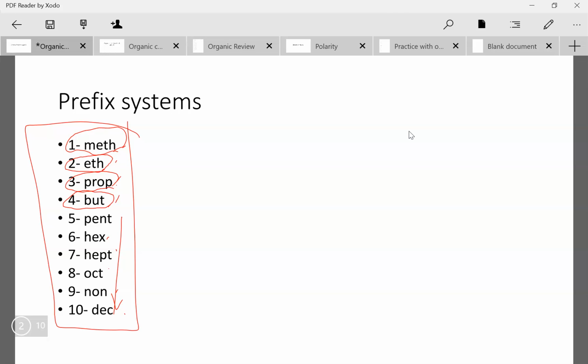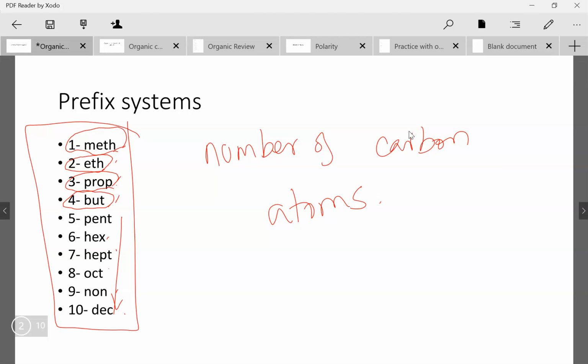And also importantly, this always corresponds to the number of carbon atoms. So in any given molecule, at least for the purposes that we're talking about, if you have 3 carbon atoms, that is a prop something. If you have 6 carbon atoms, that's a hex something. The main base of what you're naming comes from the number of carbon atoms in the molecule.